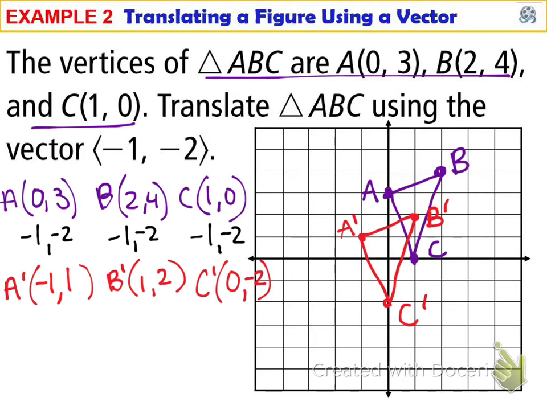Here's option 2. If your vector is negative 1, negative 2, what did I do to go negative 1? What direction? I went to the left 1, and then for negative 2, I went down 2. So look at A and compare it to A prime. Did we go to the left 1 and down 2? Yes. So you could also just look at it that way as well. However you want to do it, one of those 2 ways would be correct. Any question on either method? So left 1, down 2.